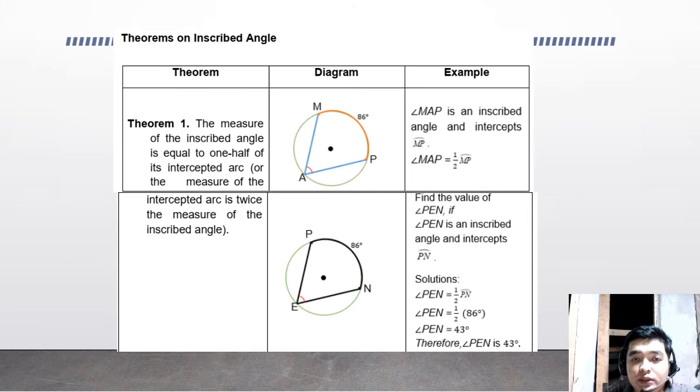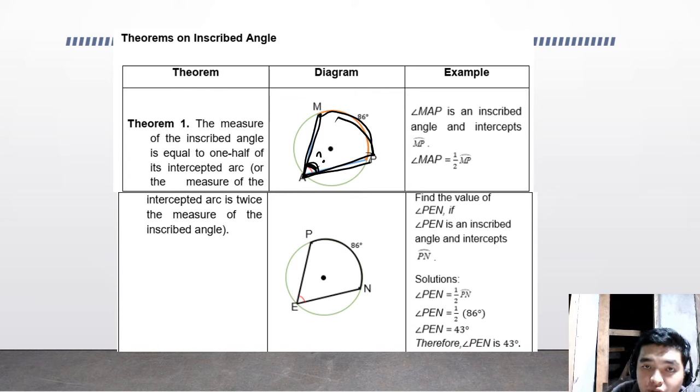We have theorem 1. The measure of the inscribed angle is equal to one half of its intercepted arc, or the measure of the intercepted arc is twice the measure of the inscribed angle. For example, angle MAP. This is M, this is A, this is P. So find this angle. The inscribed angle intercepts arc MP, meaning this is the intercepted arc, this is your inscribed angle. What is the measure of this angle?